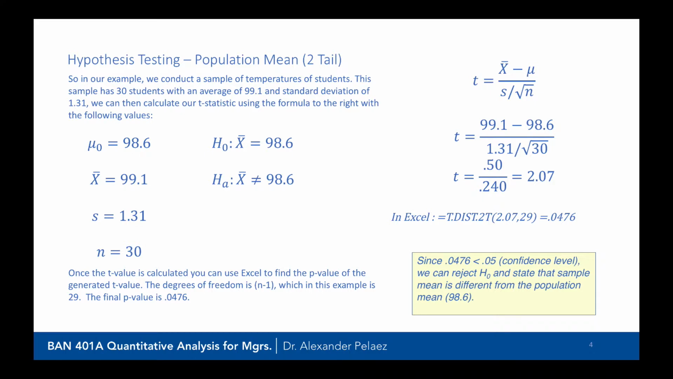It's important to know that when we do these tests, we're never accepting the alternative hypothesis. We will only do one of two things: either we will reject or we will not reject the null hypothesis. So in this case, because the p-value that we obtained from the Excel function, which is 0.0476, is less than 0.05, we can reject the null hypothesis and state that the sample mean is different from the population mean. So this sample was somewhat different than the population.